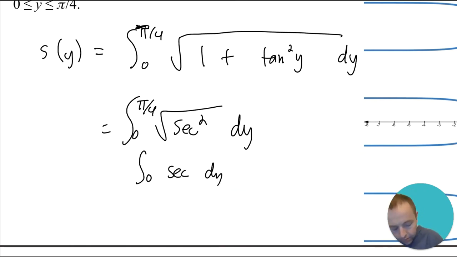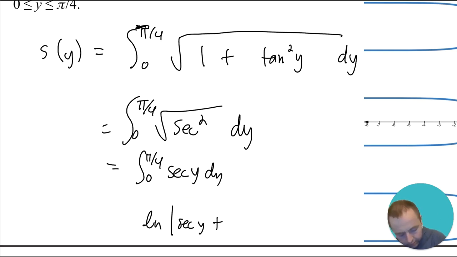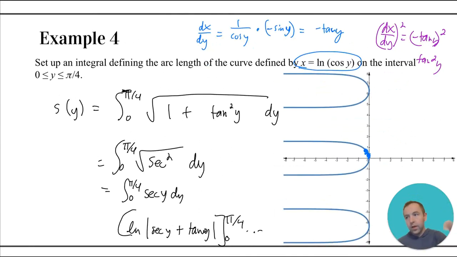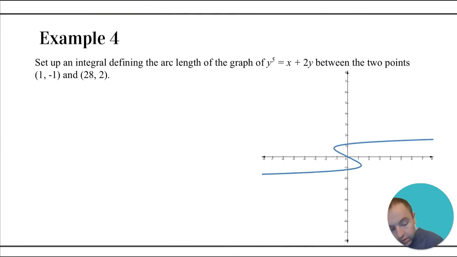And then if we did the fancy substitutions, we could multiply this by secant plus tangent over secant plus tangent and do all the work of that. You get natural log of the absolute value of secant y plus tangent y. That you could then evaluate from 0 to pi over 4 and come up with your answer, right? I'll just skip over the math of that. You know how to do that. The biggest thing that you want to see there is how you could set that up in terms of y.